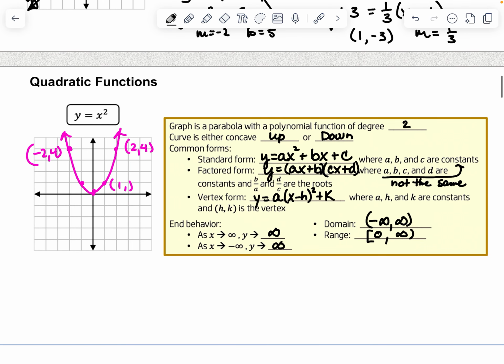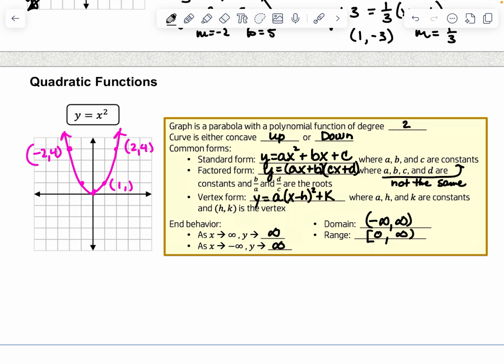Then we have quadratic functions. It's that U-shaped graph. So we talked about that, where it's a polynomial of degree 2. The curve is either concave up or concave down. The standard form and the factored form are given there. And a, b, and c are different letters, not the same for both of those expressions. But that's the way the setup would look.